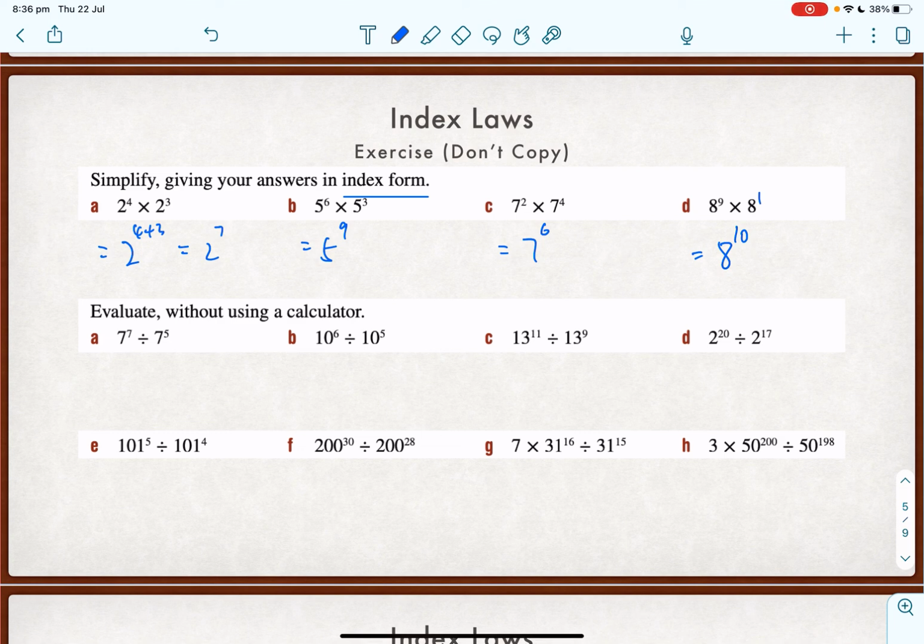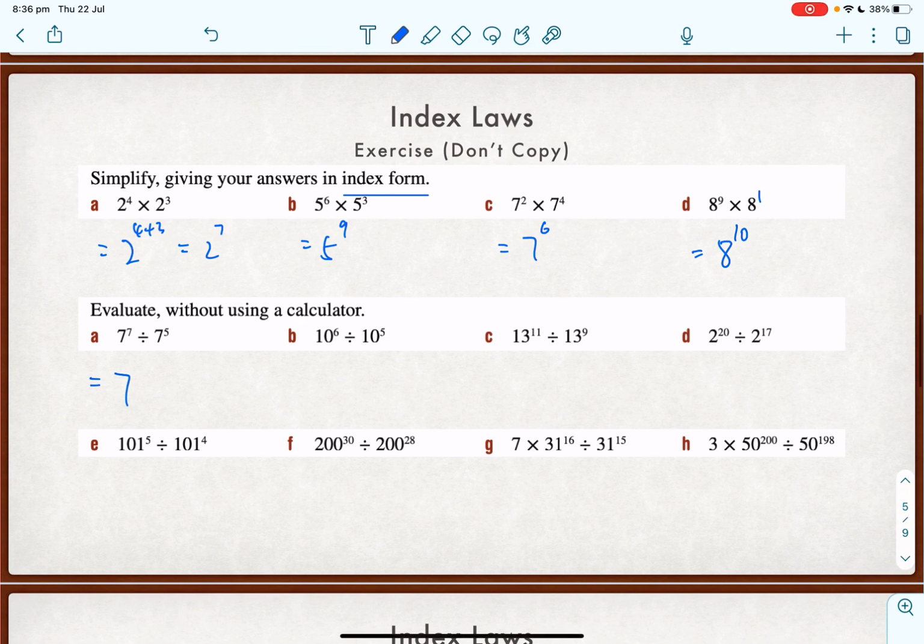Okay, this one will be tricky here. Okay, now division will be subtraction. So 7 minus 5 is 2. 10 to the power of 5, 6 minus 5 is 1. Okay, so again, here you got a power of 1. You actually don't need to write a 1, just skip it. Okay, now 13 to the power of 11 minus 9 is 2. 2 to the power of 20 minus 17 is 3. 101, 5 minus 4 is 1, so you don't need to write a 1 if you don't want to. 23, 30 minus 28 is 2.